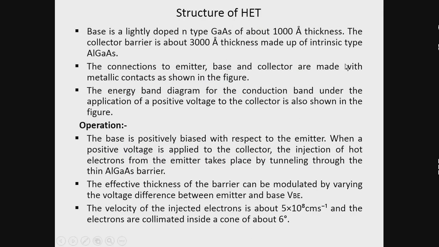The effective thickness of the barrier can be modulated by varying the voltage difference between the emitter and base. The voltage between the emitter and base is VBE. So by varying VBE, the effective thickness of the barrier can be modulated. The velocity of the injected electrons will be almost 5 into 10 raised to 8 centimeters per second, and the electrons are seen to be collimated inside a cone of about 6 degrees.